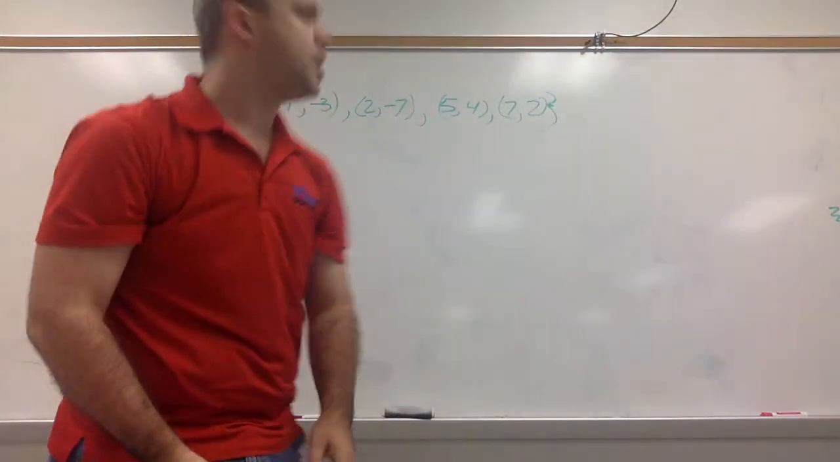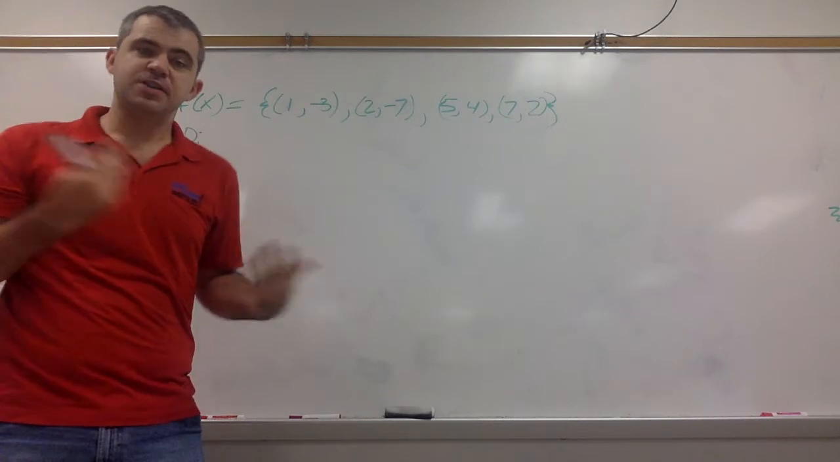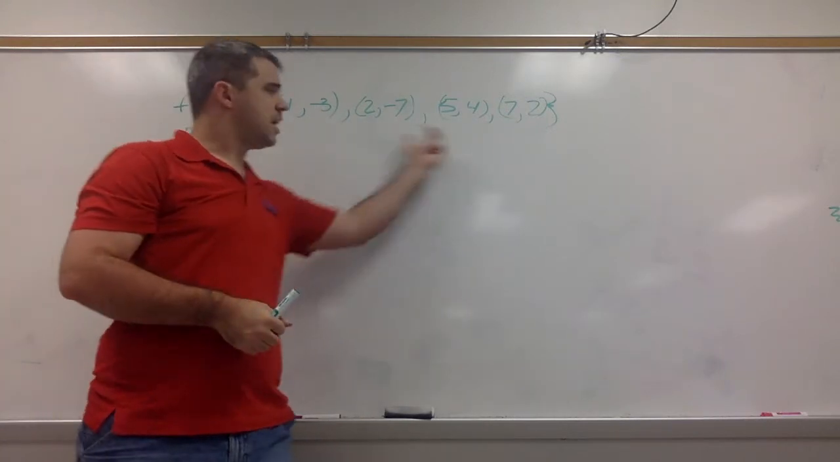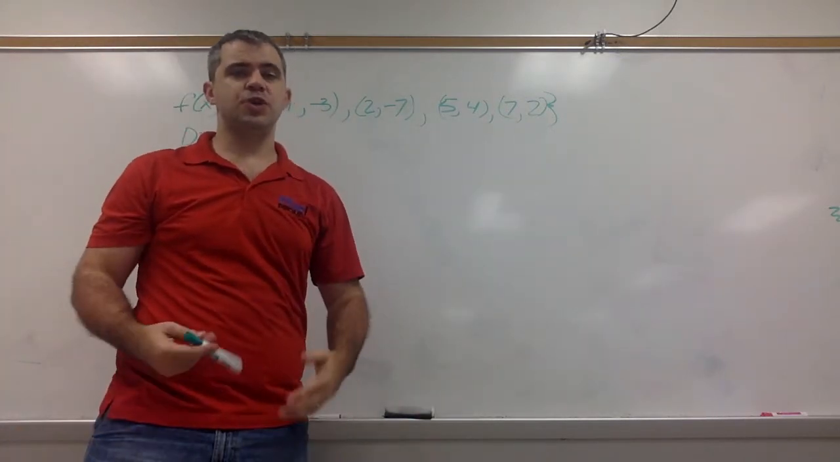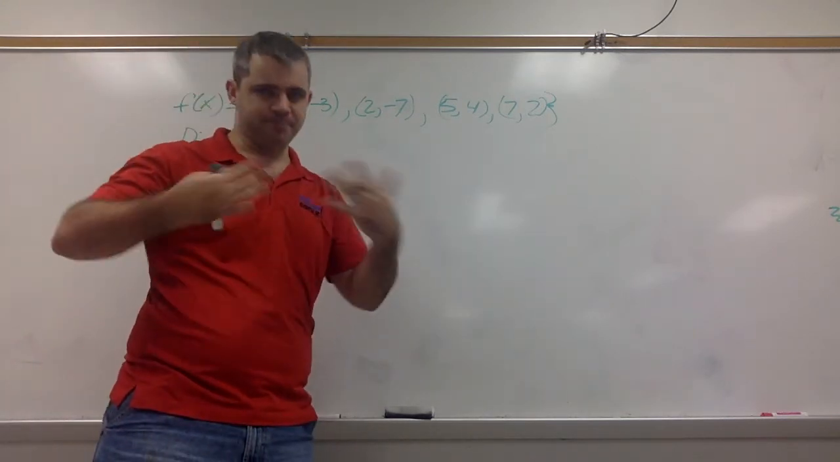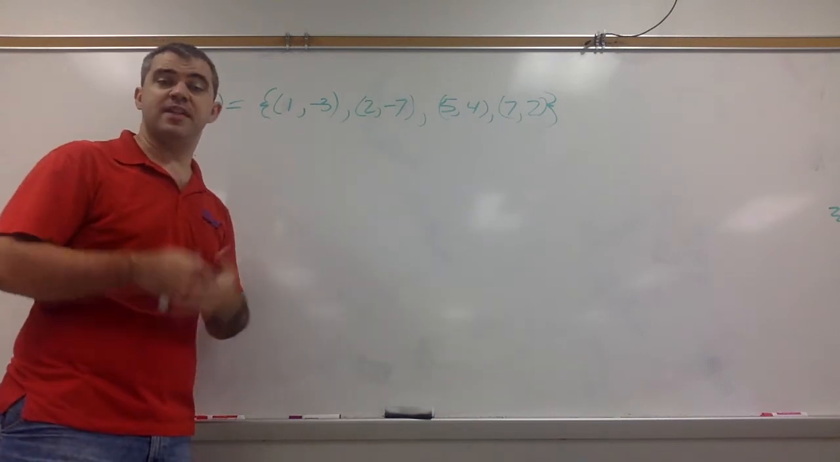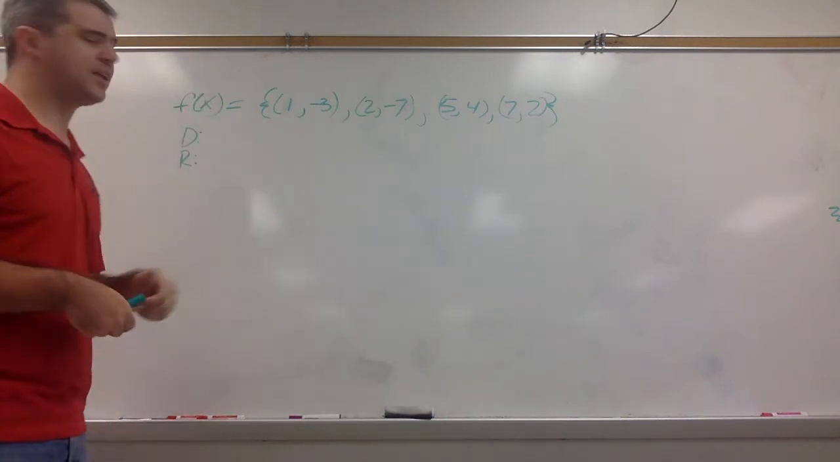All right, let's take a look at this function right here. This function is defined as a set of ordered pairs. So, for example, if 1 is your input, -3 is your output, and so on. So before we look at finding an inverse for this, let's take a look at the domain and range.